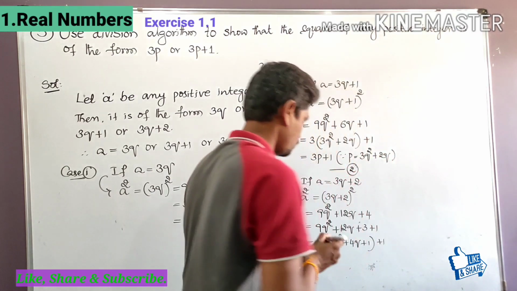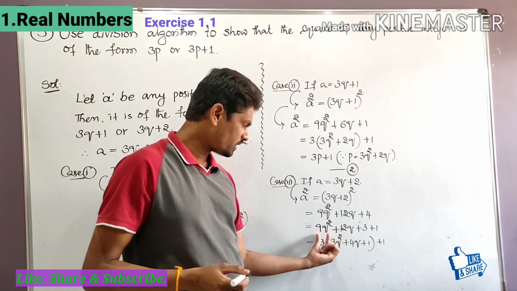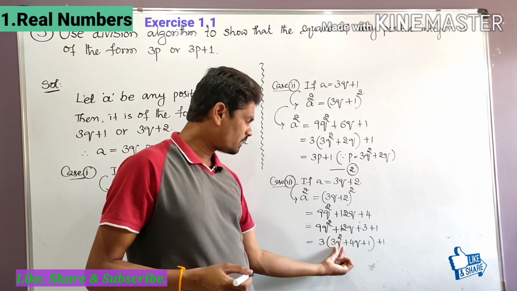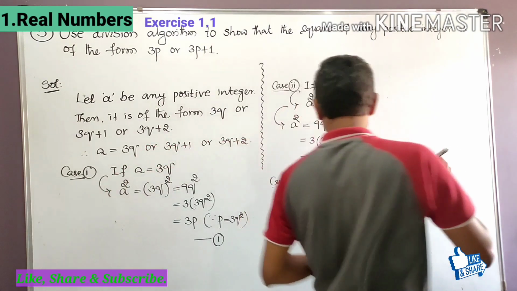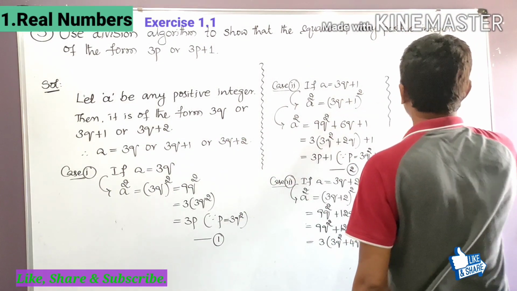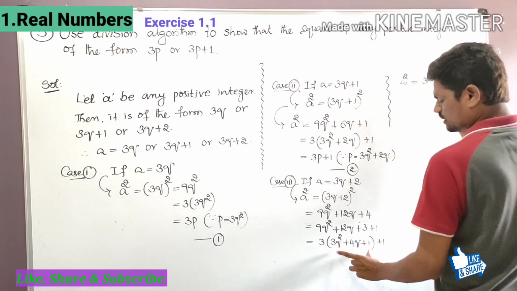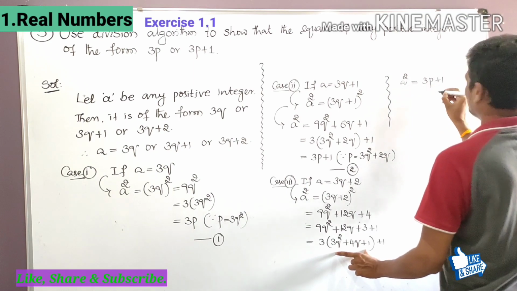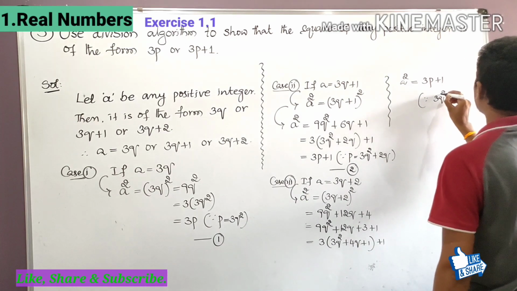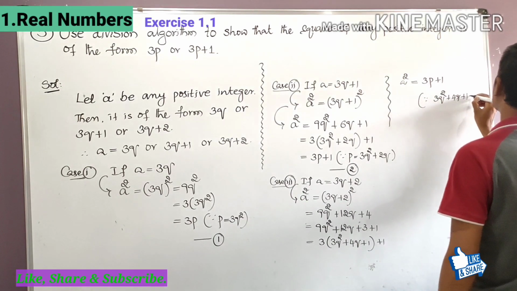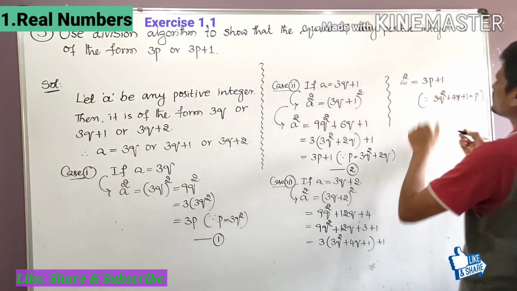Again write this plus 1 as usual student. Just to see here, in these 3 terms I have taken 3 as common. Here if you take 3 as common, 3q square will be, here 4q, here 3 common, there 1 will be. So now see student, a square is equal to 3 into this total bracket. Let 3q square plus 4q plus 1 is equal to p, then a square becomes 3p plus 1.